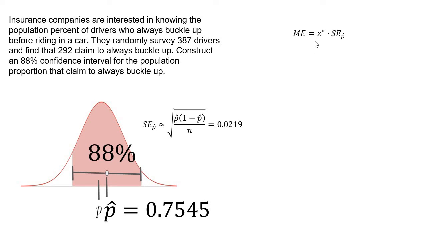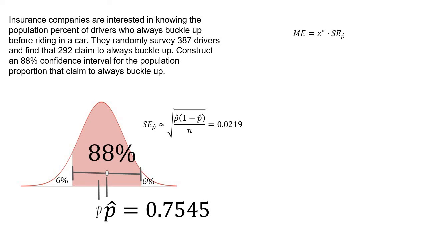And to find the margin of error, which tells me how far to extend up and down from the point estimate, I need to know Z star, and I need to know the standard error of the P hats, which I have an estimate for, 0.0219. I just need to find out what the Z star is. That's the value, the Z score, that separates the region up here and down here.